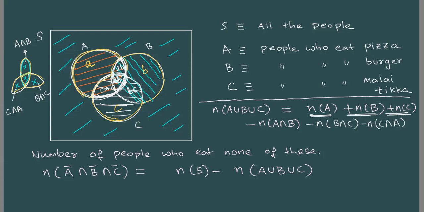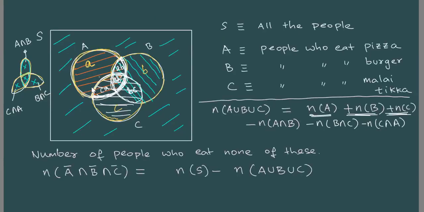Maybe I'll put it in a different page. So if I take n of A, I'll try to separate this out, n of B, and then plus n of C. What numbers am I adding? Let's say I'm adding a number like A, which is counting people who eat only pizza, and then B, which is counting people who eat only burger, things like that.